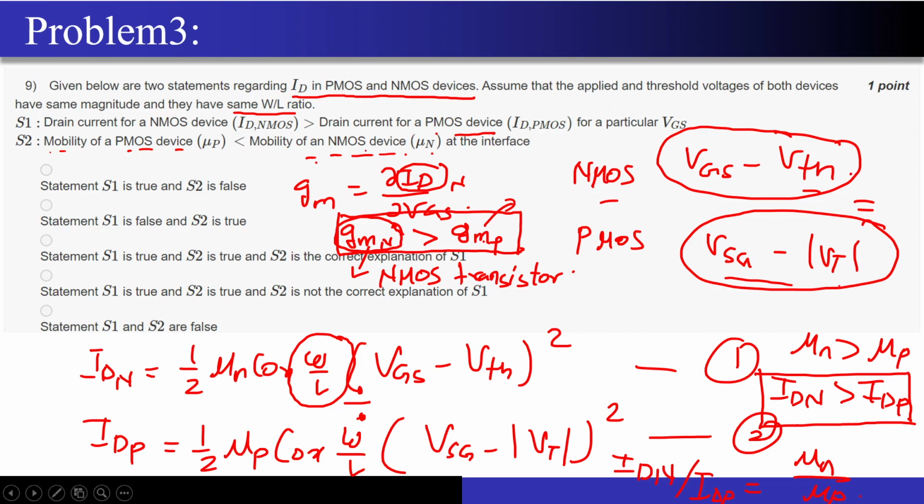I took this MCQ type of question just to give you a hint of why GMN is always greater than GMP, right? So I hope this question is very much clear. Please feel free to ask me if you guys have any doubts.